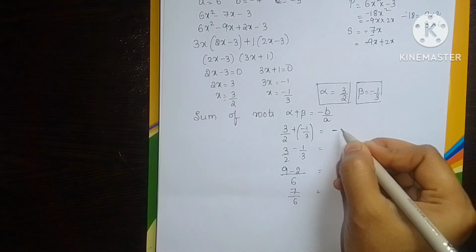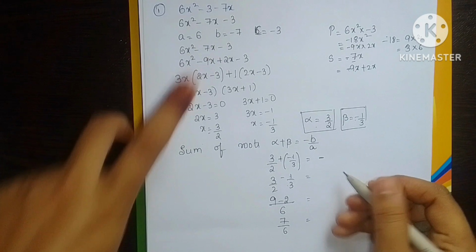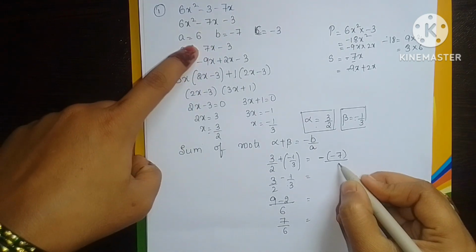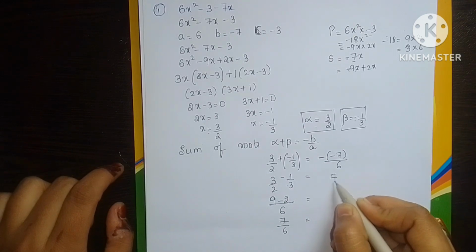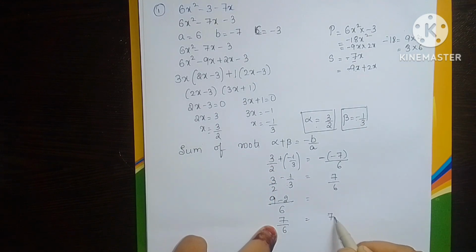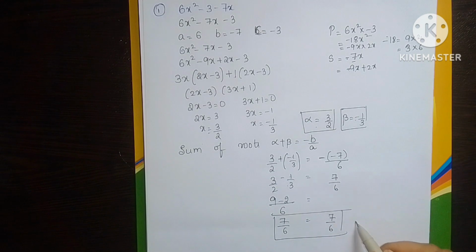And minus b by a: here b is minus 7, so minus of minus 7 by a, which is 6. So minus into minus gives plus 7 by 6. So alpha plus beta is 7 by 6 and minus b by a is also 7 by 6. So the sum of the roots is correct.